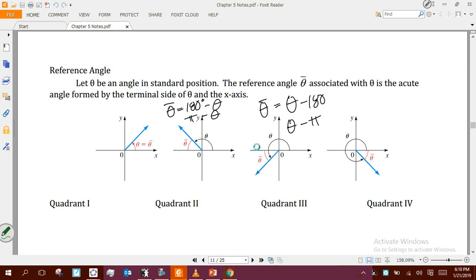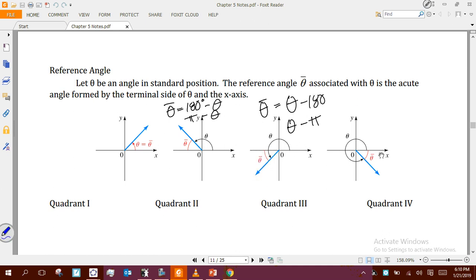Because now, let's say this is 210 degrees. So let's say theta is 210. Then this little angle right here, to get back up to the x-axis, that angle would be 30 degrees. So 210 minus 180 would equal that 30.